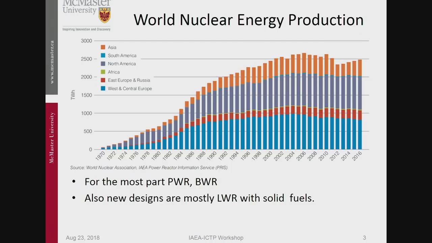So to begin with, you all know this graph, but I thought I'd show it anyway. This is the world nuclear energy production. It comes from the WNA, which is actually a great source of information, so you can go find lots of stuff there. And it shows up to 2016 who has produced how much electricity, and obviously Western Central Europe and North America. There's a very small line there that's only South America. It's not that much. And then Asia is up here.